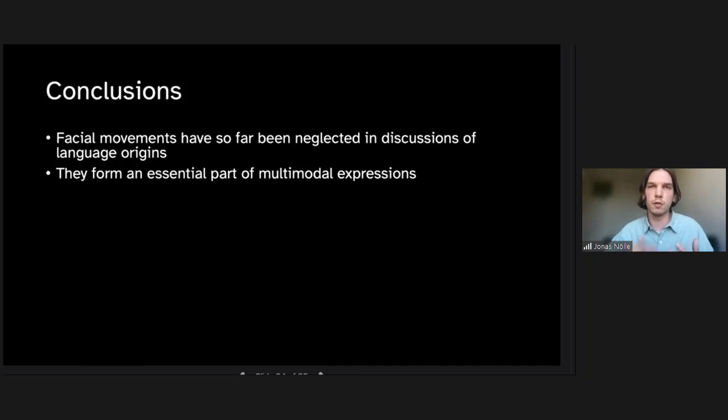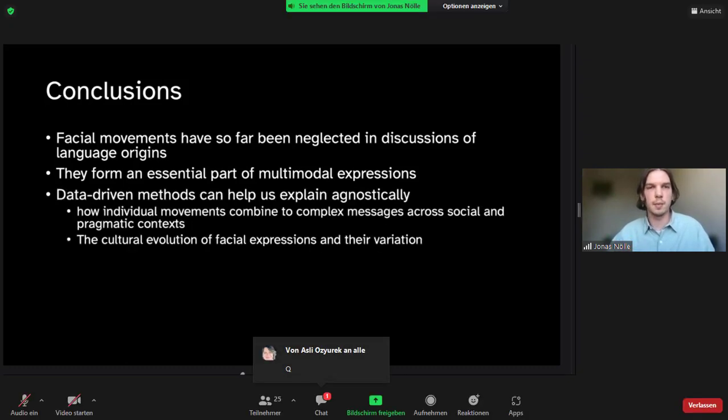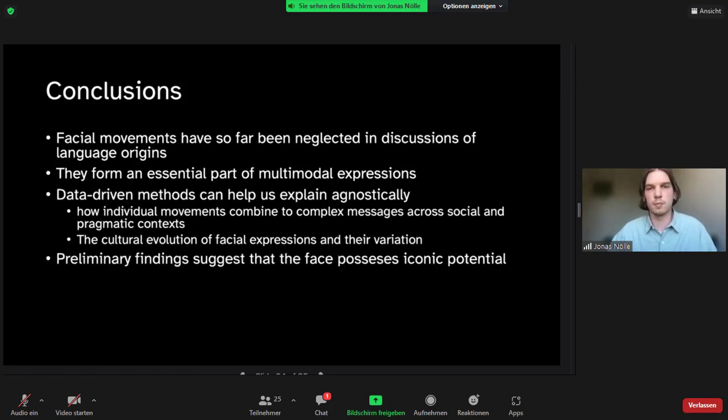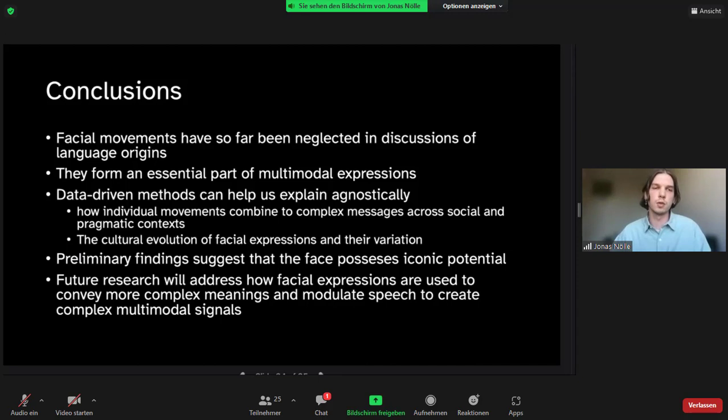They are deeply embedded in these complex signals that we produce when we talk to each other. And so data-driven methods can help us explain agnostically how individual movements actually combine into these complex messages across social and pragmatic contexts. And we can also use this to study the cultural evolution of facial expressions and their variation. And we have some preliminary findings that suggest that the face possesses some iconic potential, which we want to explore more. So in future research, we'll address how facial expressions are used to convey more complex meanings and modulate speech to create complex multimodal signals.